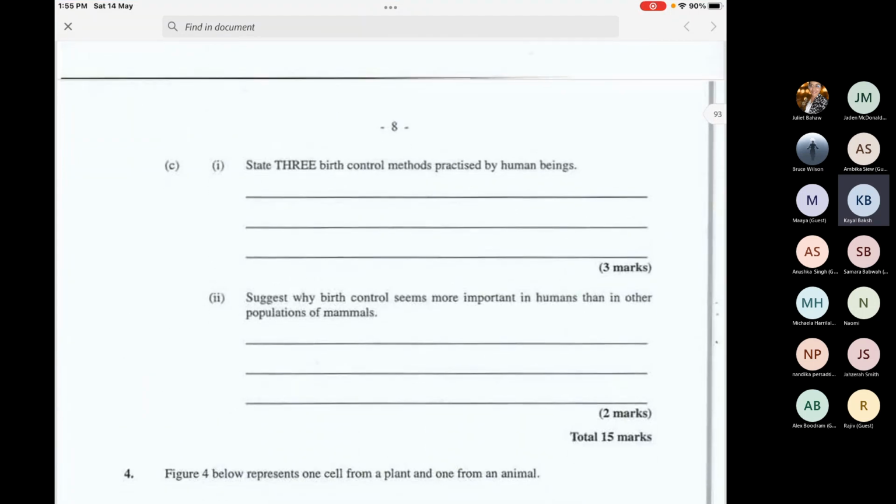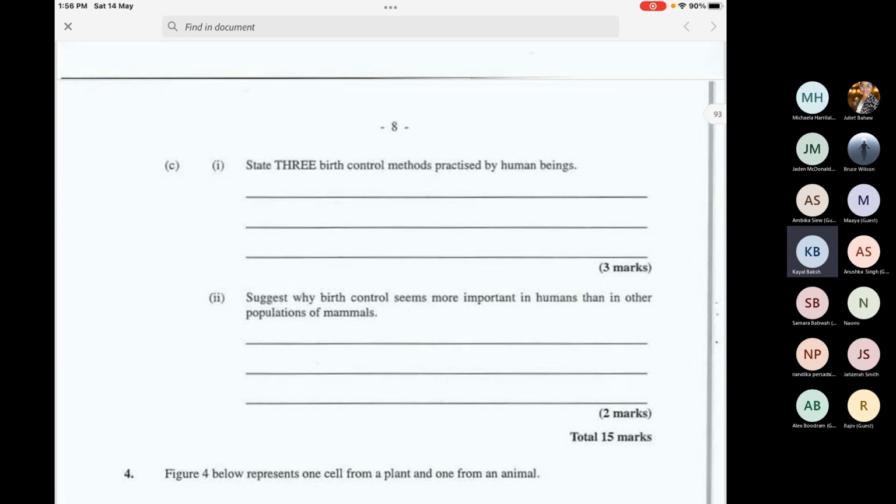All right, part 2. Let me hear from Michaela. Suggest why birth control seems more important in humans than in other populations of mammals. It's more important for humans to practice birth control because many prefer to have children at a later age to advance in their careers. So it's more important for them.